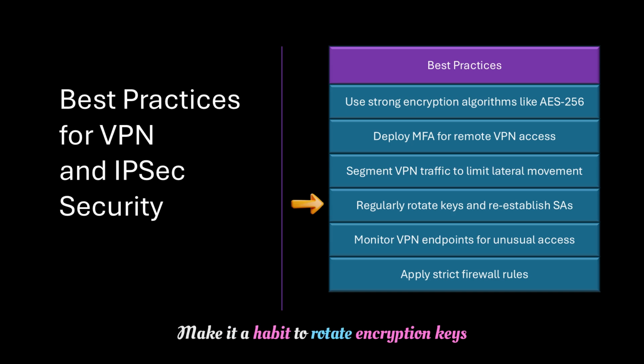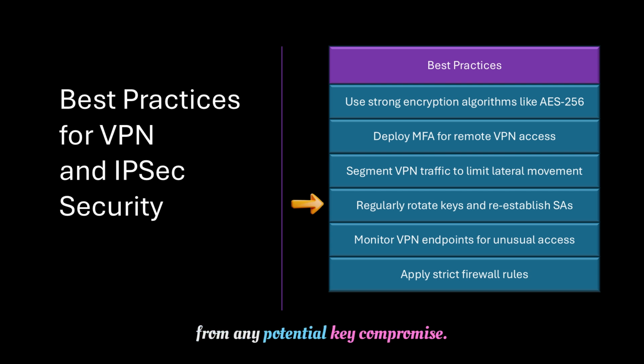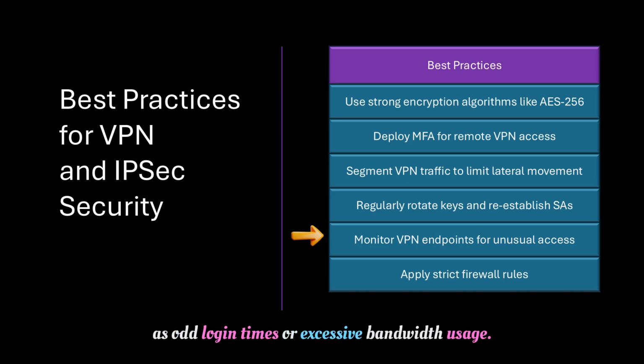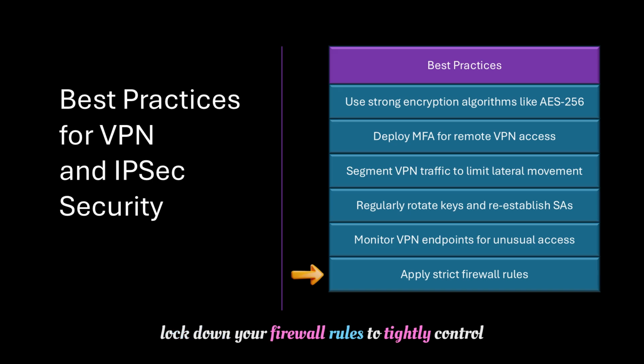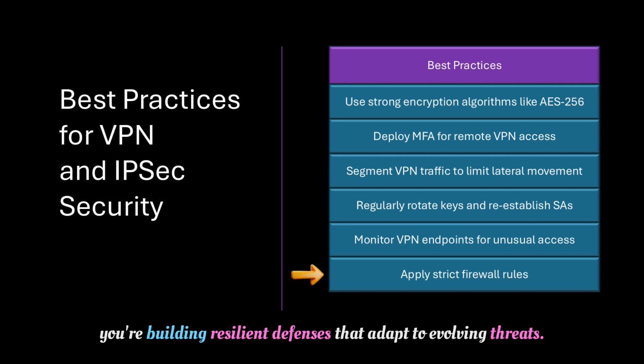Make it a habit to rotate encryption keys and regularly re-establish security associations to reduce long-term exposure from any potential key compromise. Don't forget to monitor VPN endpoints for unusual activity, such as odd login times or excessive bandwidth usage. These could be early signs of compromise. Lastly, lock down your firewall rules to tightly control which devices are allowed to initiate VPN connections. By following these practices, you're not just setting up secure tunnels, you're building resilient defenses that adapt to evolving threats.